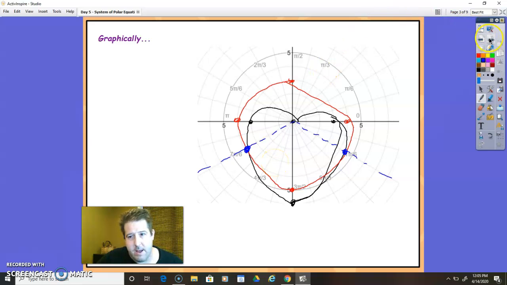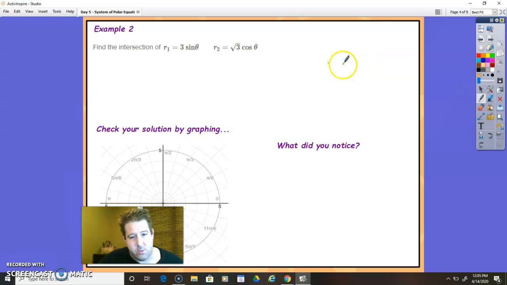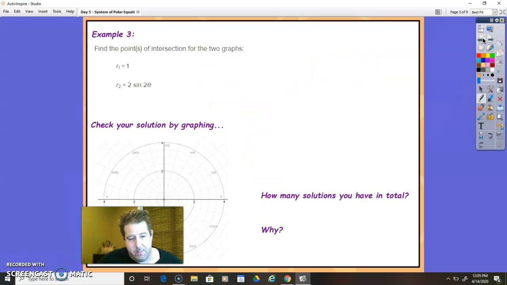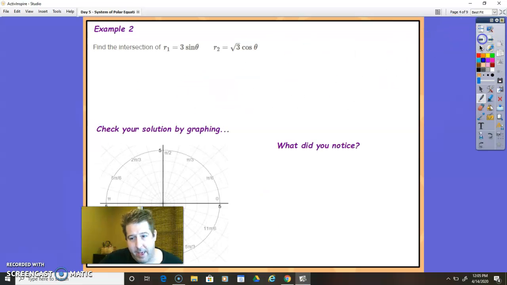All right. Now, I could go through these questions and show you how to do these, but these are going to have some tricks involved. So if you're going by the notes, I'm actually going to skip these. This one actually has a double angle involved. All you have to do is the same steps. 3 sine of theta equals square root of 3 cosine of theta. In fact, I am going to show the steps of solving this one, but I'm not going to show the graphs. So this is 3 sine of theta.